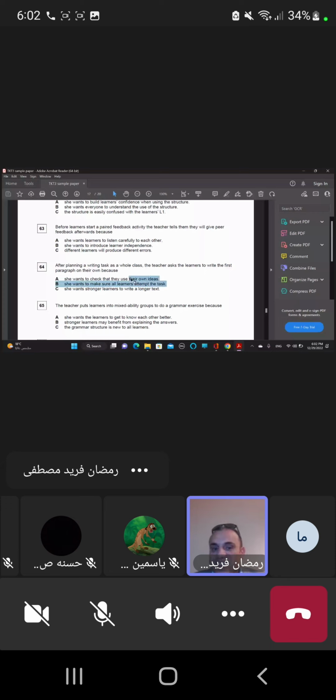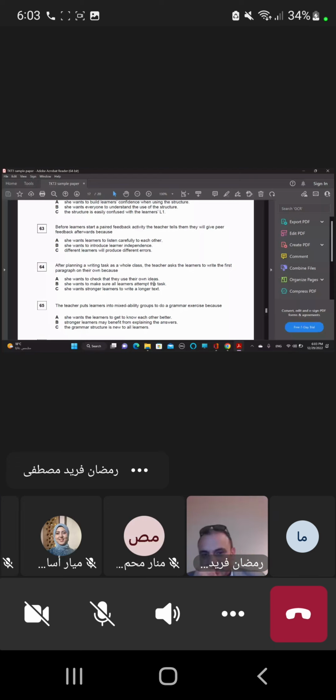So it has nothing to do with ideas on their own. It has to do with everybody attempting the task. The focus here is on the interaction pattern, which is everybody doing it, and that's why we have to choose B. I chose B on the basis that since I gave this task to the whole class, surely some students will do it and some won't, so I told them to write the first paragraph to make sure the whole class actually does it.